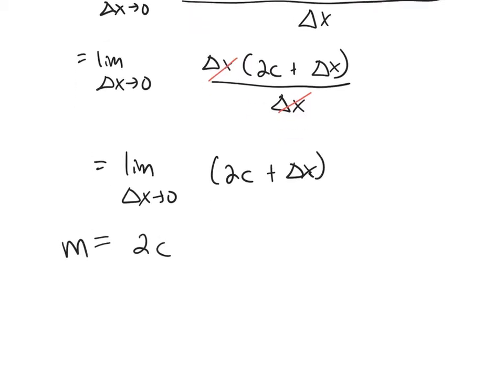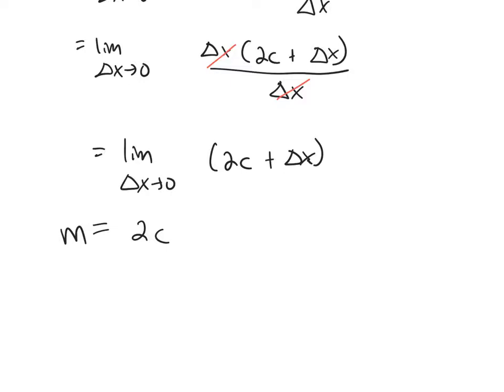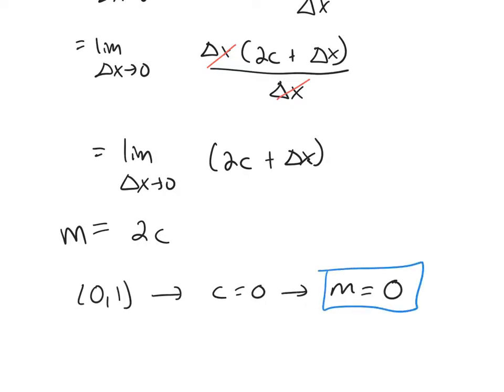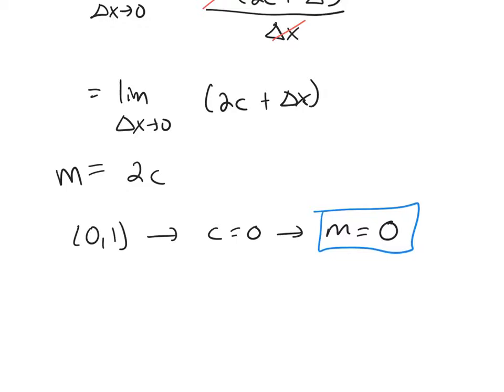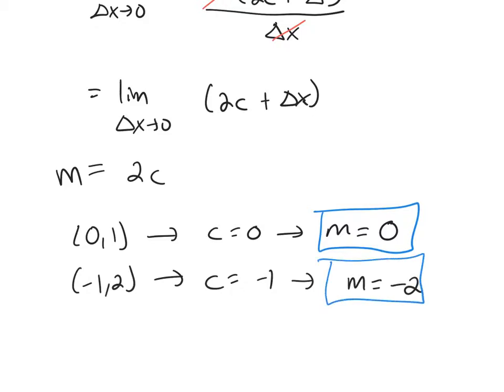And so now I can plug in my c values. So when I had the point (0, 1), we said our c was 0. So what would our slope be? m would be 2 times 0. It's 0. And then the point (-1, 2), our c value was -1. And our slope, if we plug in 2 times -1, is -2. So there are my slopes of my tangent lines.